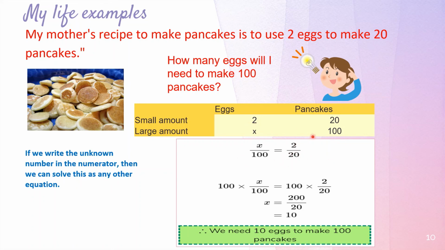Okay, now we have to solve this. When you solve this, you can use a balancing method. So I multiply 100 on both sides, I reduce 100, and I get simply x is equal to 200 upon 20, which gives me 10. So that means we need 10 eggs to make 100 pancakes.